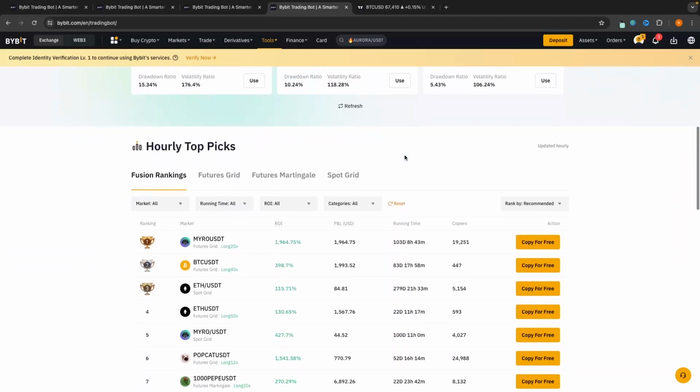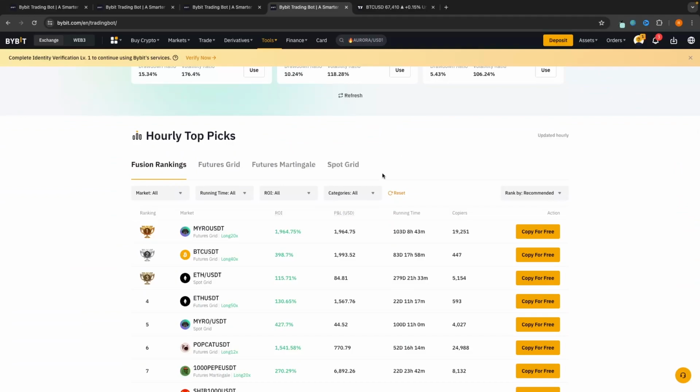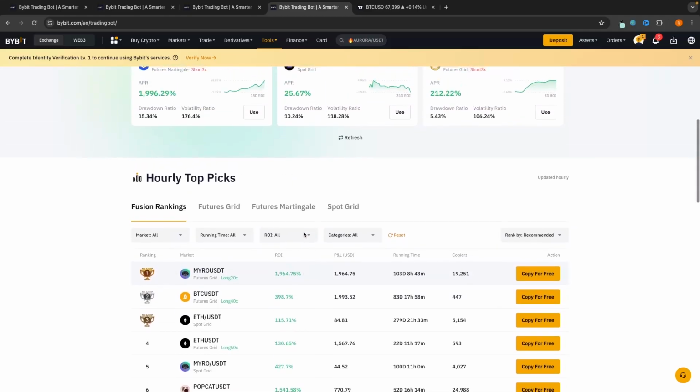But if we scroll down here, we can see some hourly top picks. So down here, we can see how long the bot has been running for, how many people have copied this bot, and how much total ROI this bot has made. So we can see right here, MYRO USDT. This bot right here is a futures grid. It's 20x long. And in the past 103 days since this bot has been running, this bot has made an ROI of 1,900%.